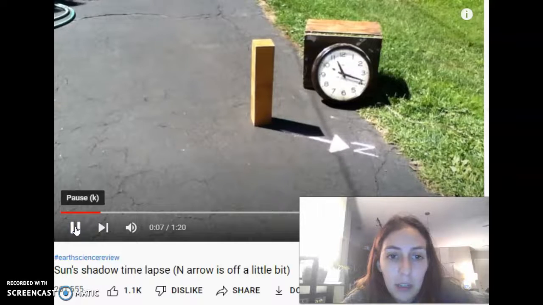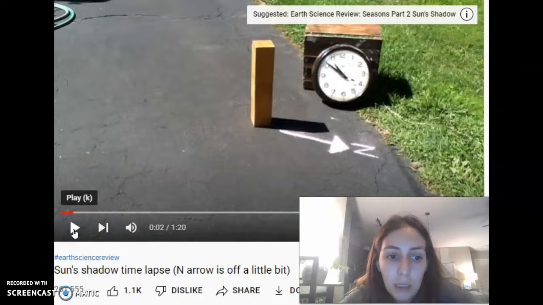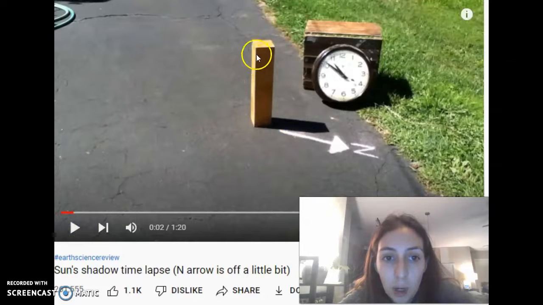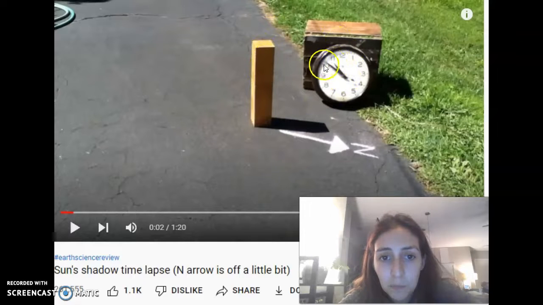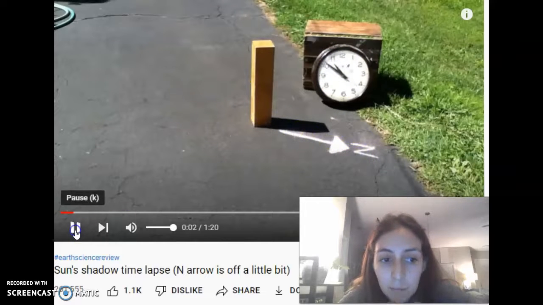Okay, class. So if we are looking at this time lapse, it's going to be faster, right? It's just showing us a shadow, and the wooden block is the object. Right here, if you look at the clock, it's saying that it's 10 to 11, so it's about to be noontime, and it's pointing out that this is the north, this is the south, and let's see what happens.